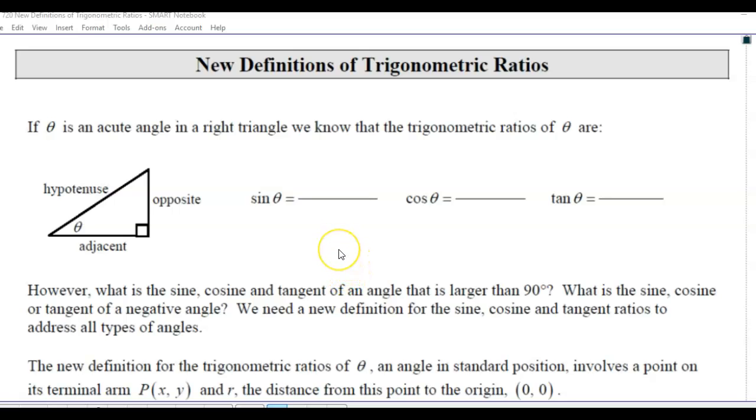So if we start with theta as an acute angle in a right triangle, this is basically a review of what we've learned. The trig ratios for those, we call those the primary trig ratios. So that's going to be opposite over hypotenuse, adjacent over hypotenuse, and opposite over adjacent. Although you get those on the formula sheet, you really should memorize those.